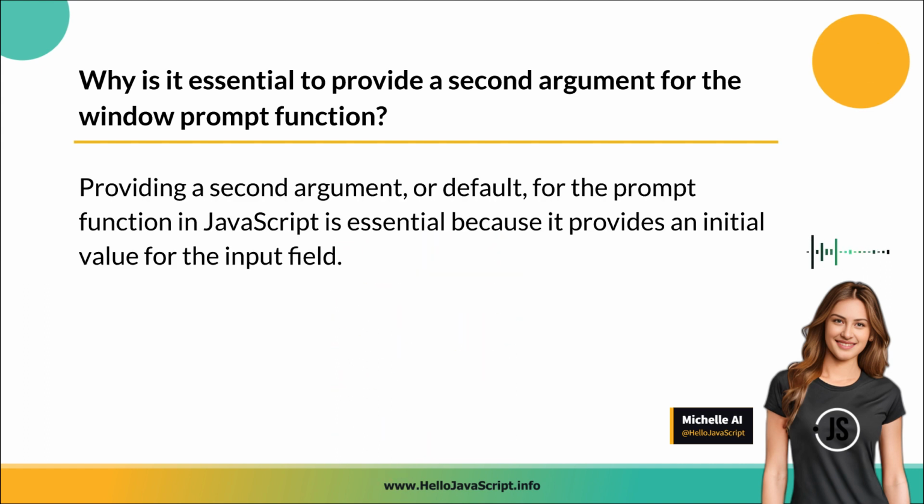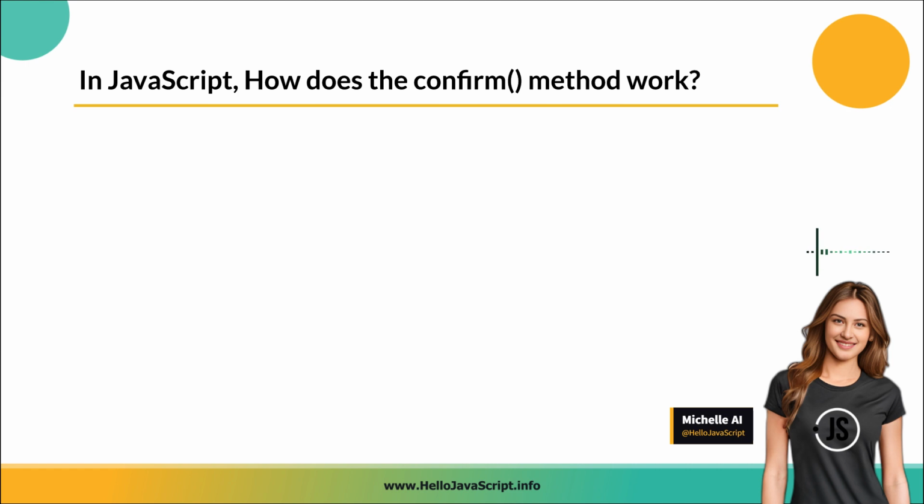The correct interview answer is providing a second argument, or default, for the prompt function in JavaScript is essential because it provides an initial value for the input field. Let's move on to the next question. In JavaScript, how does the confirm method work?